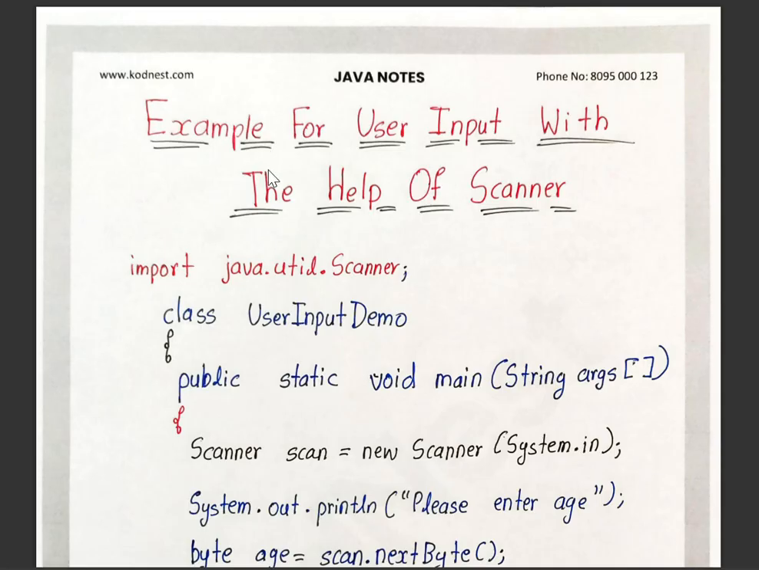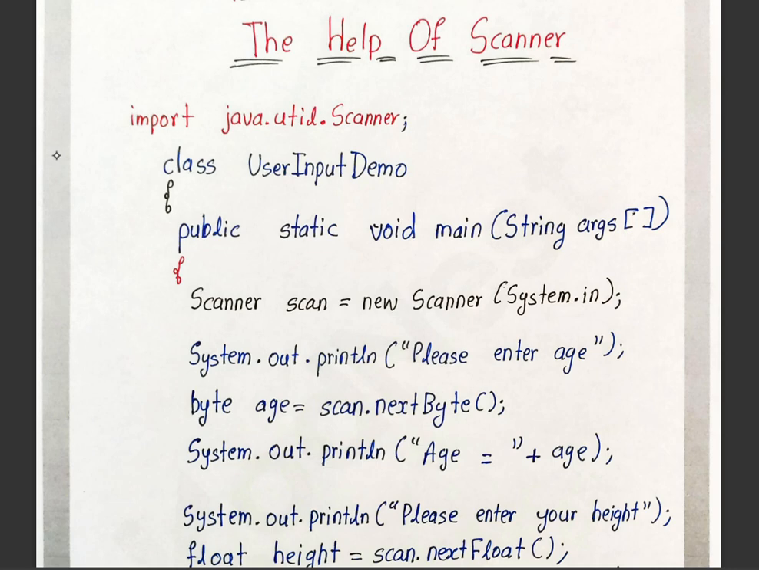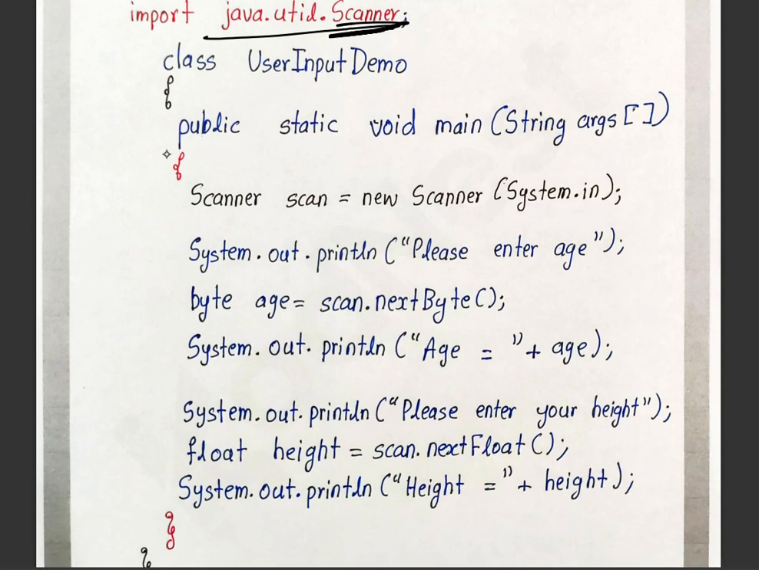So next, an example for user input with the help of Scanner. Before, we declared values without using Scanner. Scanner is nothing but runtime input. We are giving the input at runtime, not at compilation. See this import. If we need to use Scanner, we need to import java.util.Scanner. As we see, import java.util.Scanner, we need to import this if we want to use Scanner in our code. Next, class, public static void main.